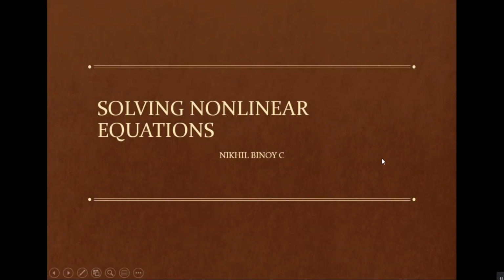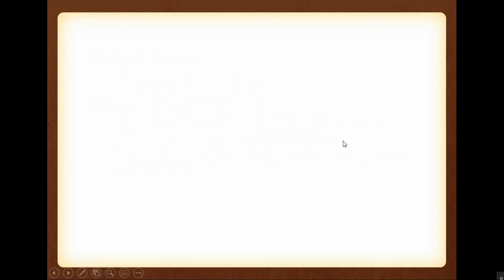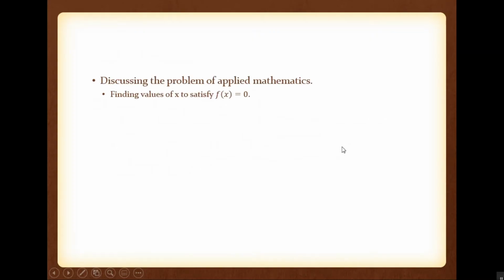So solving nonlinear equation. Solving an equation means finding the value of x to satisfy f of x equals 0. Means if you have a function f of x, at some value of x, f of x will be 0. The value of x where f of x equal to 0 is known as the root of that particular function.